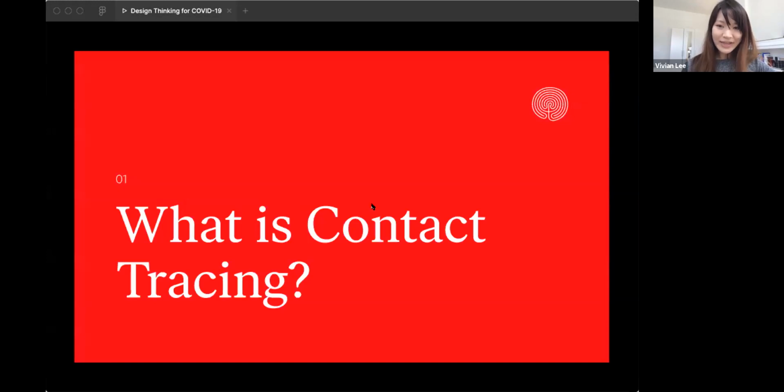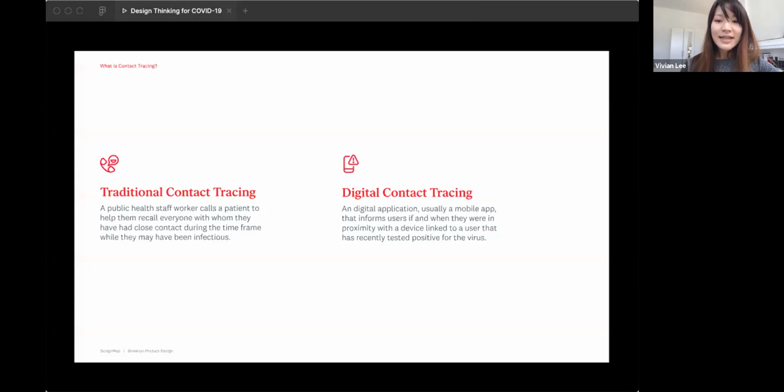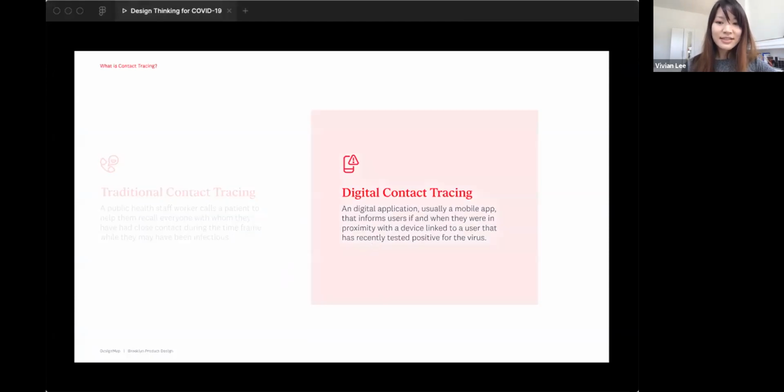So before we get going, we wanted to make sure everyone understands what contact tracing means. Contact tracing is the process of identifying the people who came into contact with an infected individual. There are two types. There's manual, traditional contact tracing, and there's digital. Digital contact tracing is a digital application, usually a mobile app, that informs users if and when they were in proximity with a device linked to a user that has recently tested positive for the virus.